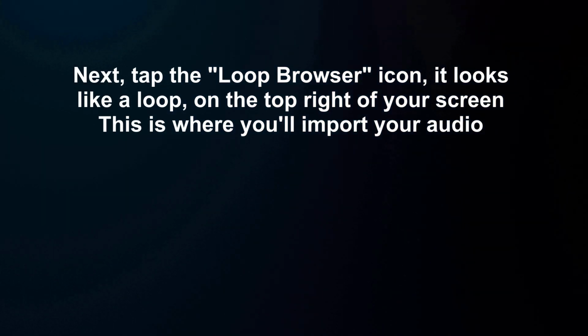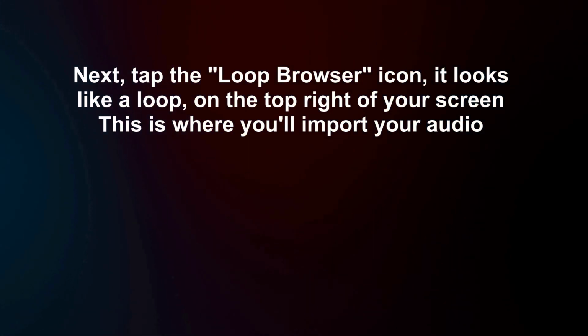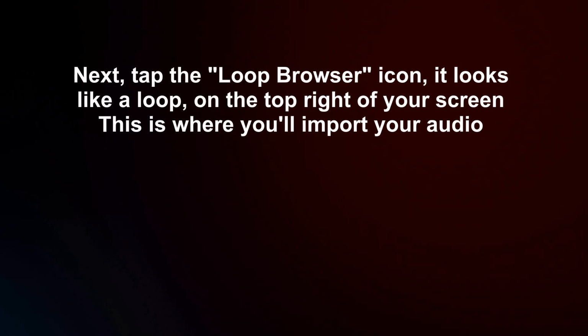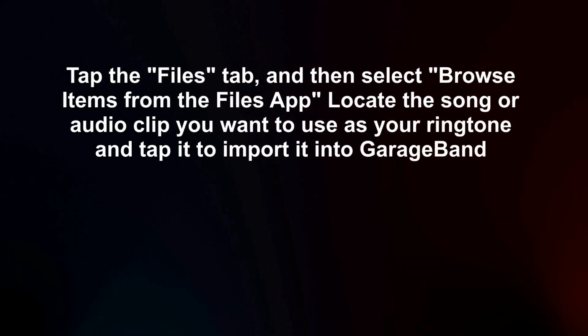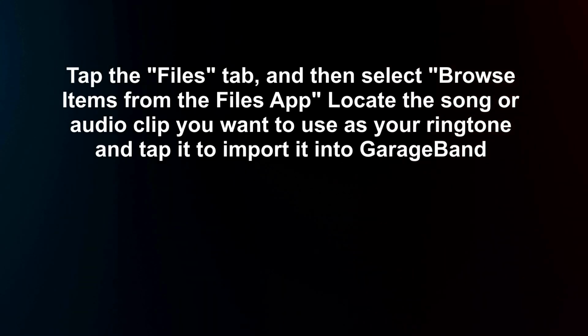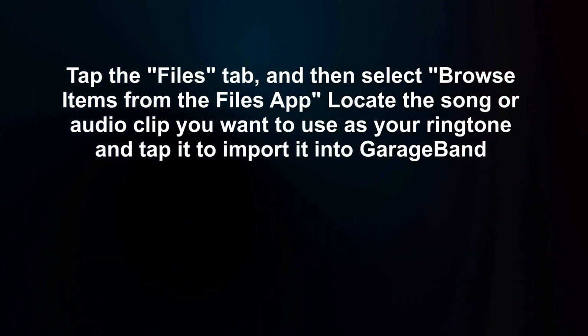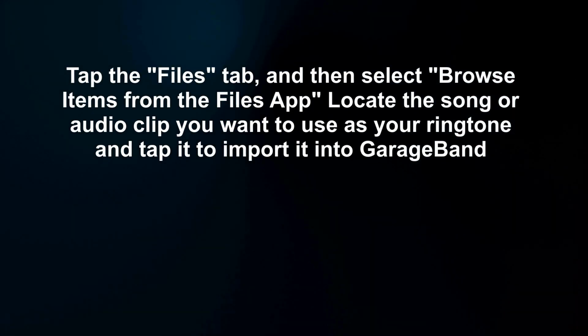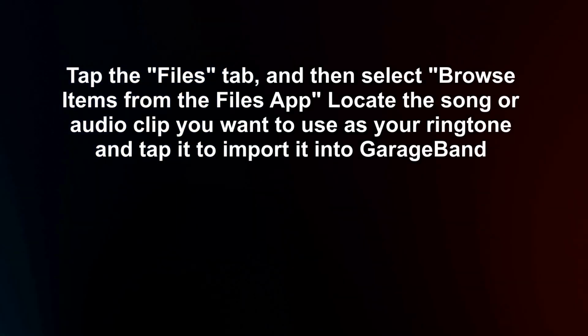Next, tap the loop browser icon. It looks like a loop on the top right of your screen. This is where you'll import your audio. Tap the Files tab, and then select Browse Items from the Files app. Locate the song or audio clip you want to use as your ringtone and tap it to import it into GarageBand. Drag the imported audio file from the loop browser onto the track view to add it to your project.